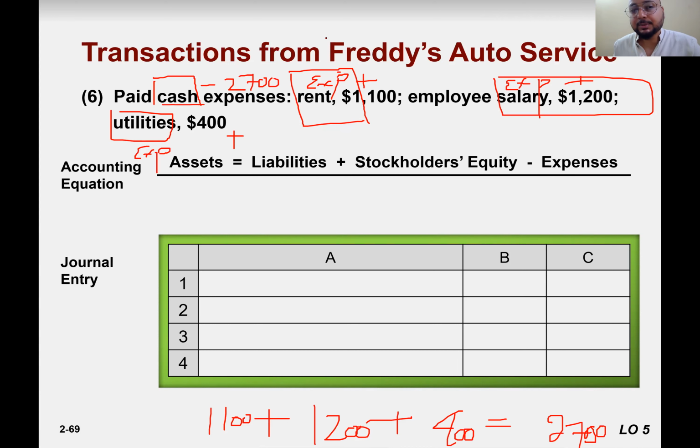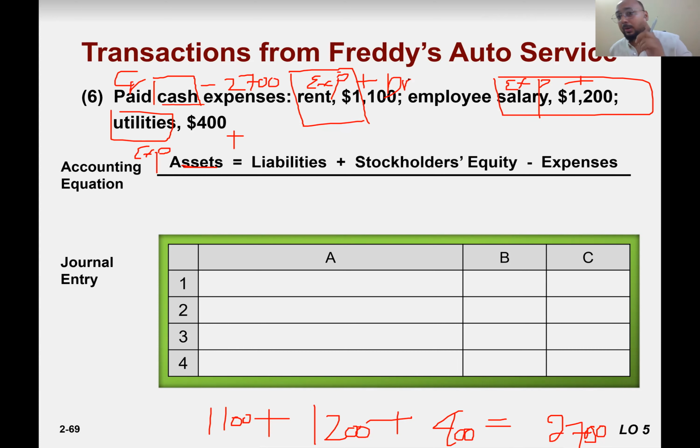So cash is decrease. Debit or credit? Credit. Why? Because cash is our asset account. Asset decrease means credit. Well done. Expense increase. Debit. Well done.